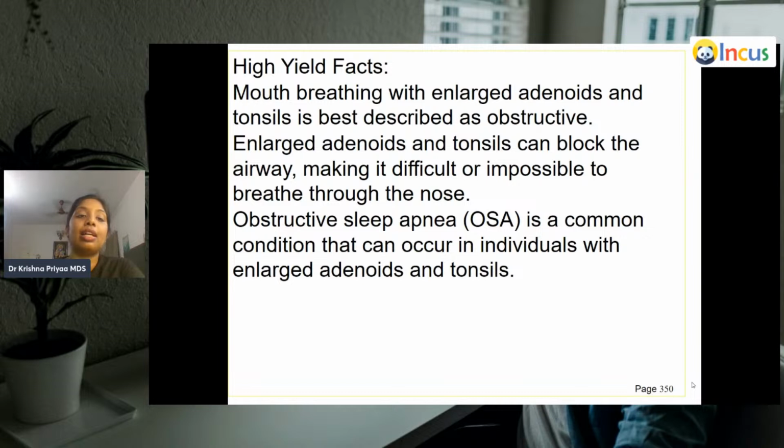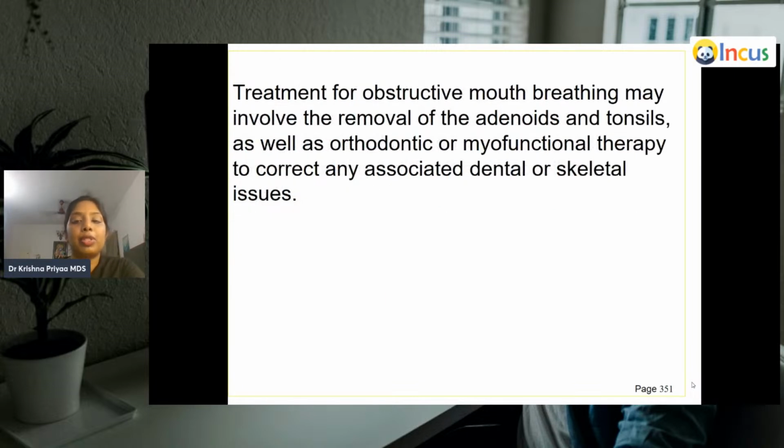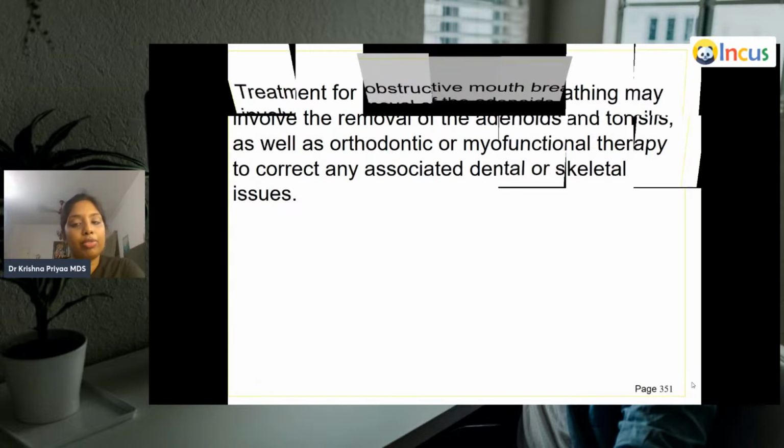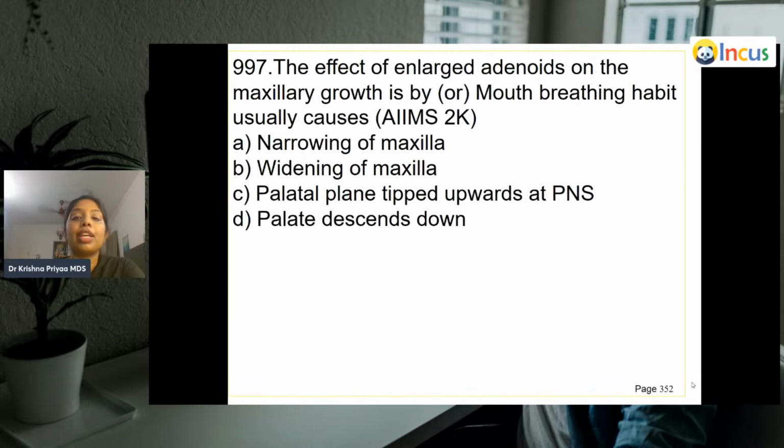So, the high fact is that mouth breathing is sometimes or most of the time associated with enlarged adenoids and tonsils. It is best described as an obstructive mechanism. And these enlarged adenoids and tonsils can block the airway, making it difficult to breathe through the nose. And it is also invariably associated with obstructive sleep apnea. So, treatment of obstructive mouth breathing may be removal of adenoids and tonsils as well as orthodontic and myofunctional therapy. So, what is the effect of enlarged adenoids on the maxillary growth? Mouth breathing habit usually causes what?